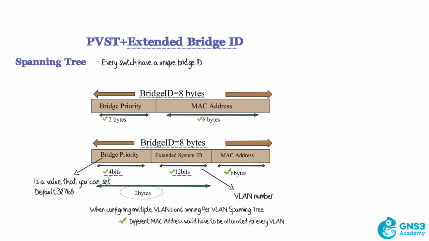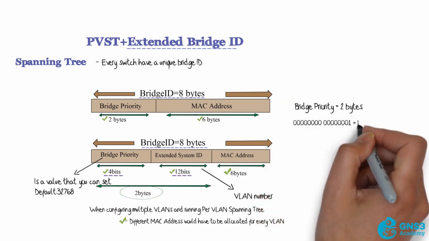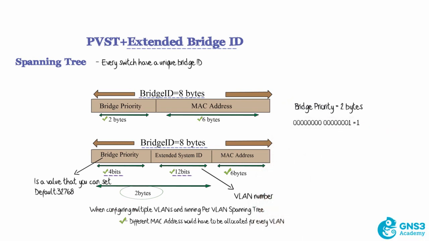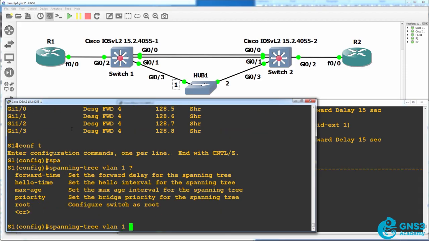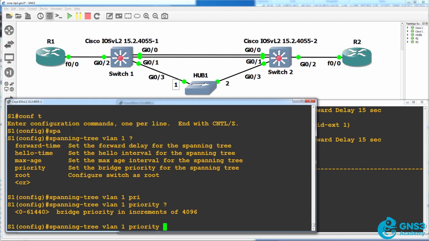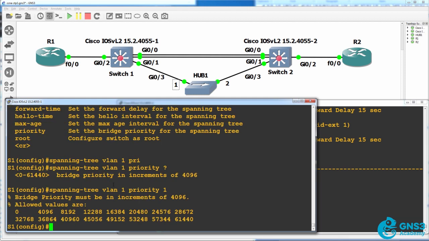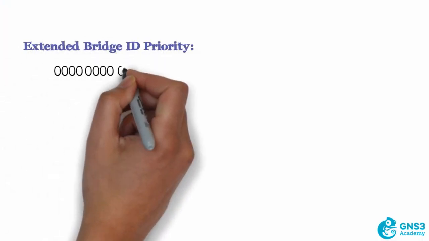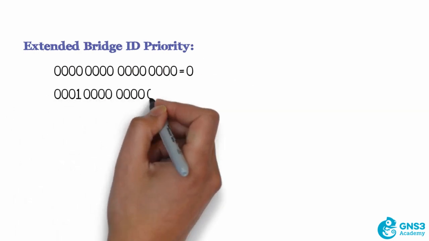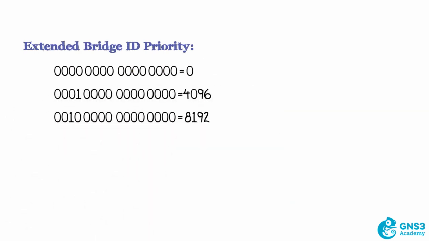In the past, the bridge priority consisted of 2 bytes, and you could set the priority to a value such as 1. However, that's no longer supported. On a switch, as an example, if I type spanning-tree vlan 1 priority and try and set it to 1, I'm told that I need to set it in increments of 4096. So the values allowed are one of these. The reason for that is that the bridge priority has been split into 2 portions, with only the most significant 4 bits being available for the priority.